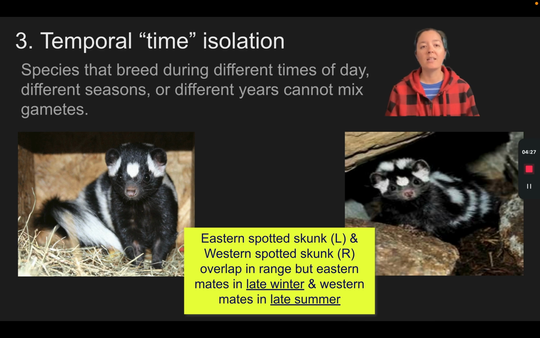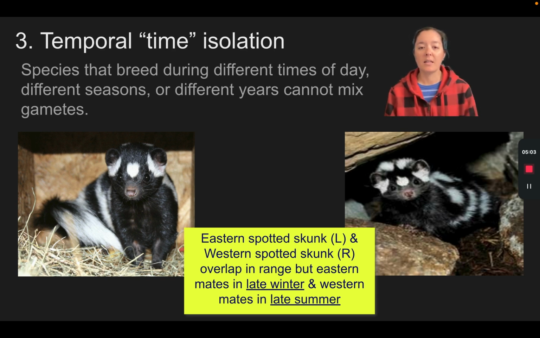Number 3 is temporal isolation. Temporal just means time. So these species breed during different times. It could be different times of day, night versus light time, different seasons, fall versus spring, different years. If I'm going to hibernate for 3 years and you're going to hibernate for 5 years, we're never going to come across each other. And because of that offset in when they breed, they do not mix their gametes, they do not make offspring together.